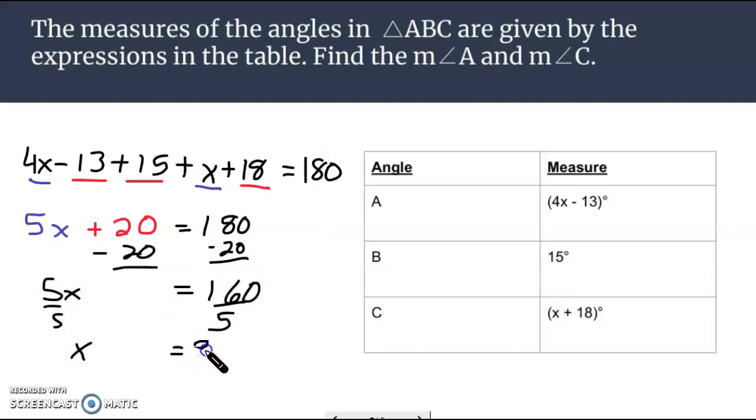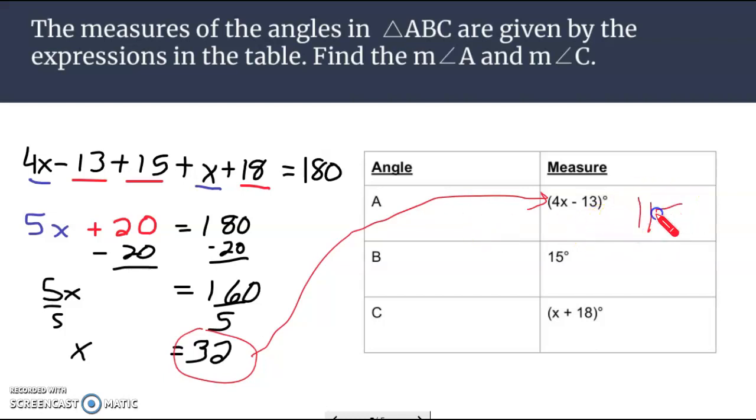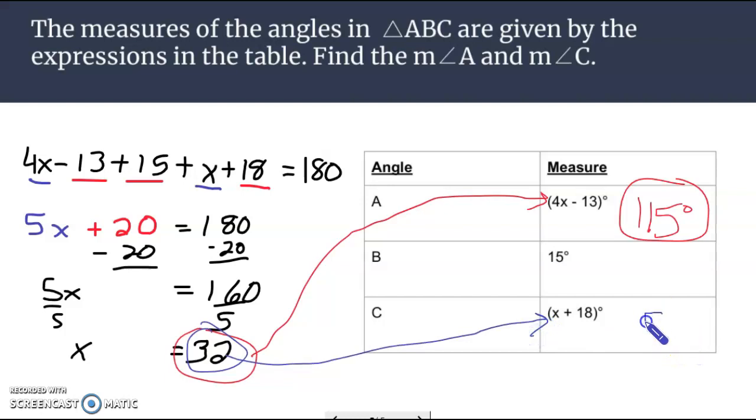Now please note that is not the angle measure, that's just the value of x. Let's take that 32 and substitute it in here to figure out A. 4 times 32 is 128. Minus 13, 115 is the angle measure for A. And then 32 plus 18 for the other one. We'll take this 32 again, put it in right here. So we're just adding 32 to 18, and we're getting 50 degrees. So our two missing angles: angle A is 115 degrees, angle C is 50 degrees.